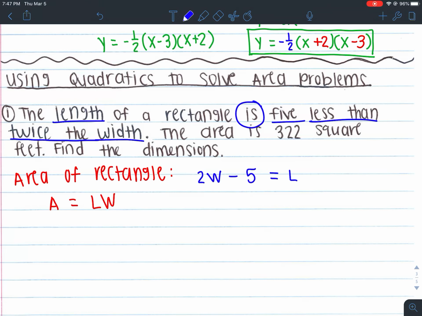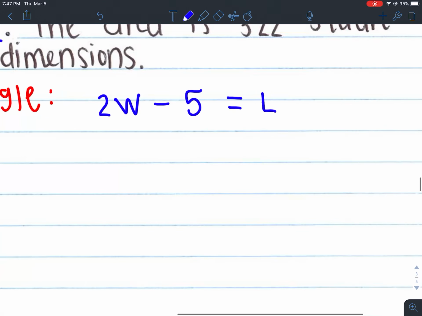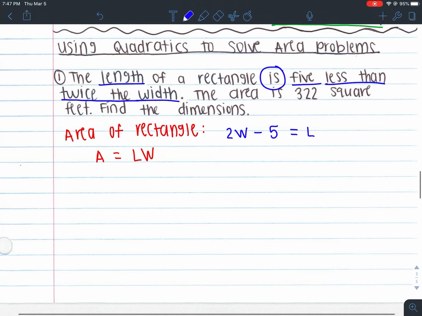I didn't have to think too hard because I read it backwards. So the first thing I see is width, and then twice the width, so 2W. Then I see less than, which tells me minus 5. Is means equals, and then I have the length. Okay, so that is my equation so far.